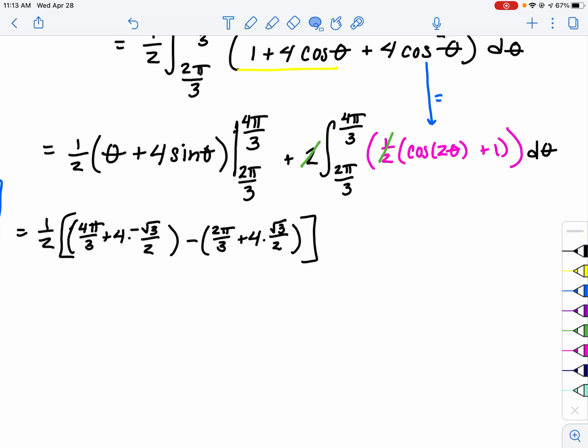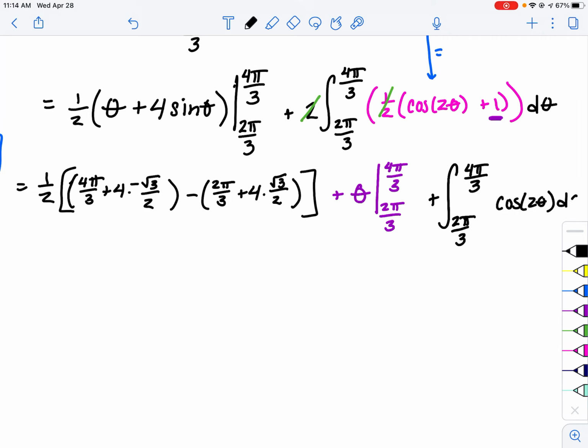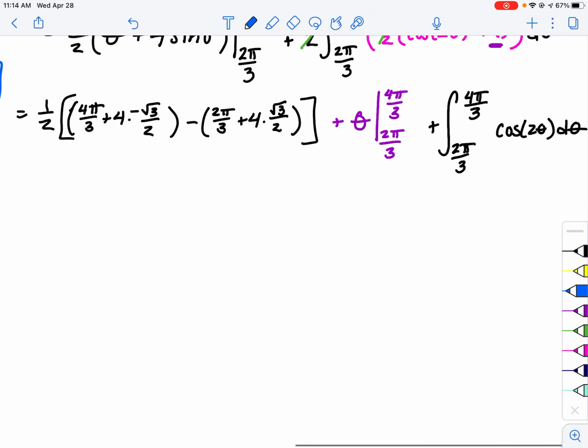Okay. Now I'm going to go ahead and just break this into two integrals. So I'm going to integrate the 1 next. I will do that in purple. So the integral of 1, that's going to be theta from 2 pi over 3 to 4 pi over 3. And then I still need to integrate 2 pi over 3 to 4 pi over 3 of cosine of 2 theta, d theta. Right, so we're going to use u substitution on that 2 theta.